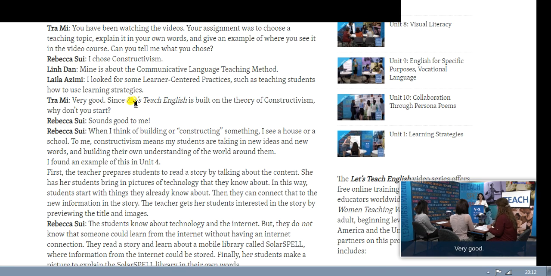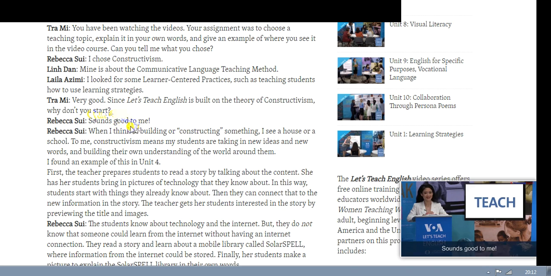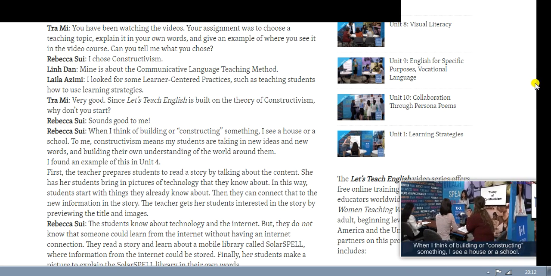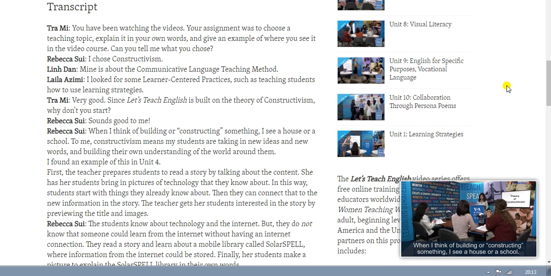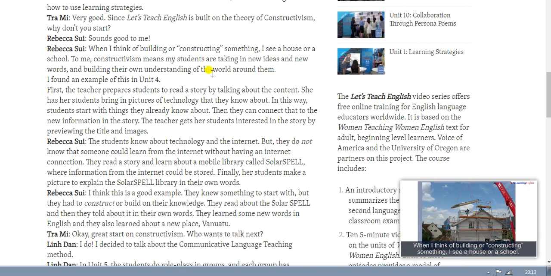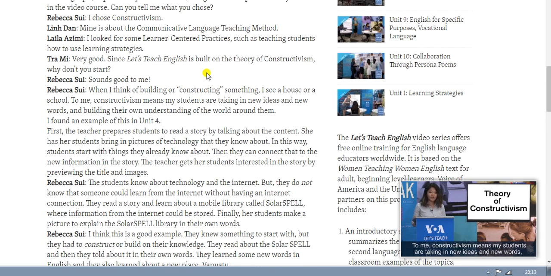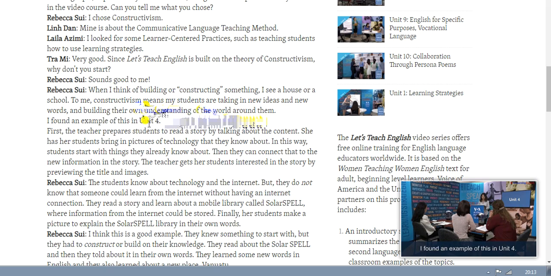Very good. Since Let's Teach English is built on the theory of constructivism, why don't you start? Sounds good to me. When I think of building or constructing something, I see a house or a school. To me, constructivism means my students are taking in new ideas and new words and building their own understanding of the world around them. I found an example of this in Unit 4.